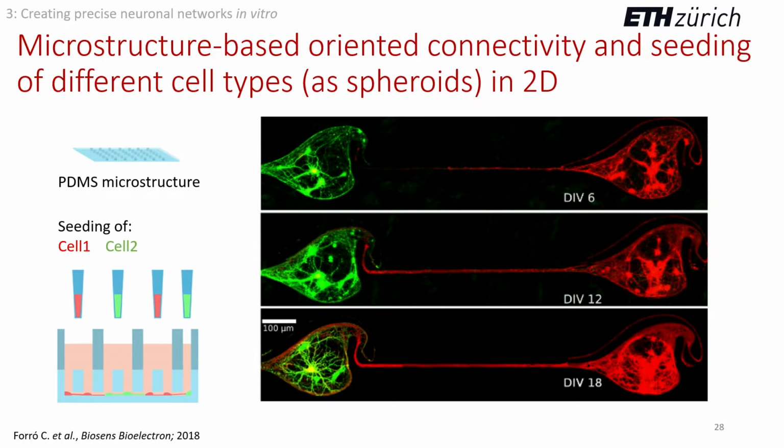The channels on the microstructures underneath don't have to be simple lines. You can pattern them in a certain way so that you have directionality in your system. Here, both cell types are the same. They're just colored differently, and you can see that with this patterning, you're always growing red to green rather than having the green grow backwards.